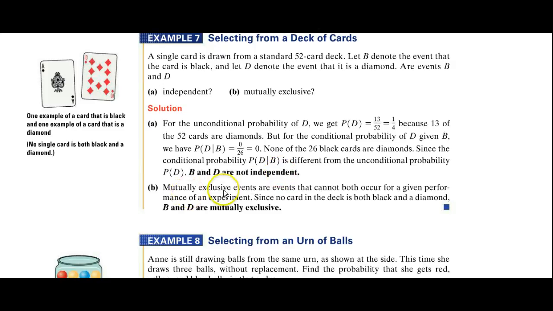And mutually exclusive events are events that cannot both occur for a given performance of an experiment. Since no card in the deck is both black and a diamond, B and D are mutually exclusive.